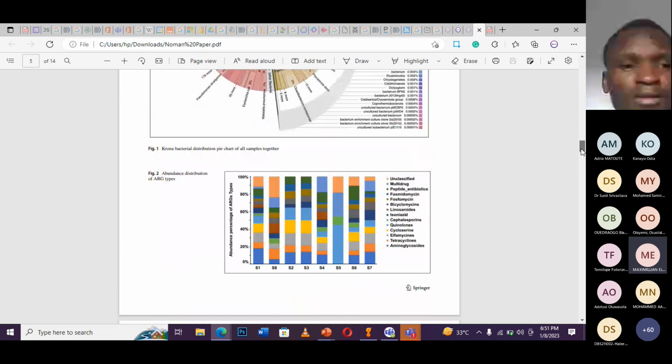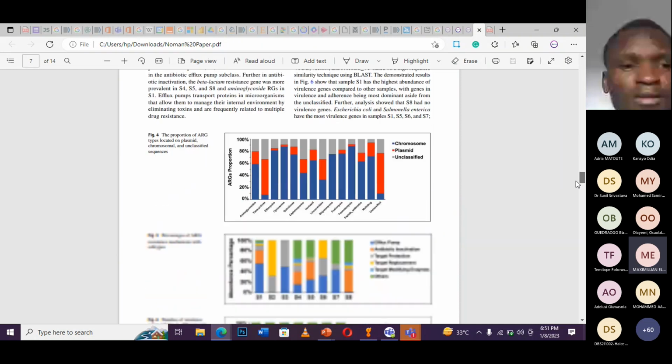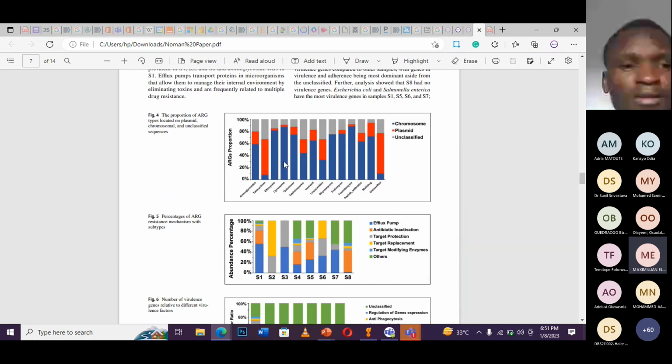So this is the kind of visualizations that will be done at the research project. This is for chromosomal, plasmid, unclassified.